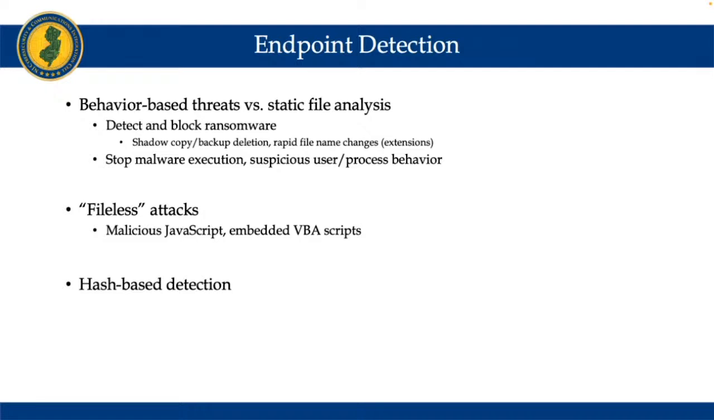Endpoint detection solutions can also stop malware execution, suspicious user or process behavior, and can target fileless attacks, including malicious JavaScript and embedded VBA scripts in documents as examples. In addition to those capabilities, they can also do hash-based detection, right? So this would be more along the static side of file analysis, where if a known bad executable matches a certain file hash, then the agent can take action based on that as well. So you kind of get the best of both worlds with EDR.